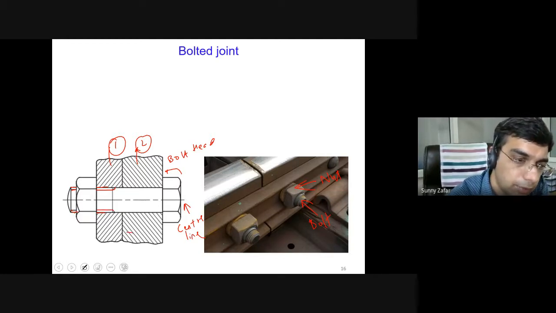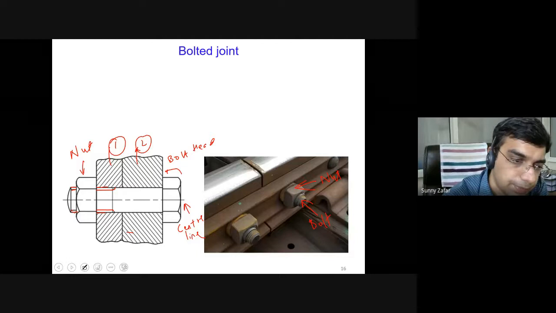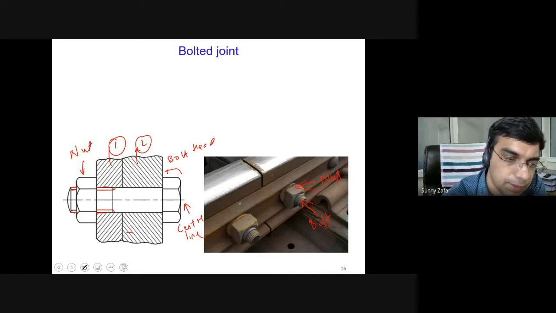And then here what will come is the nut. So this type of nut will come here. And by drawing this convention, it is well understood that the threads of this bolt and nut will coincide together, and the two parts which are adjacent to each other.